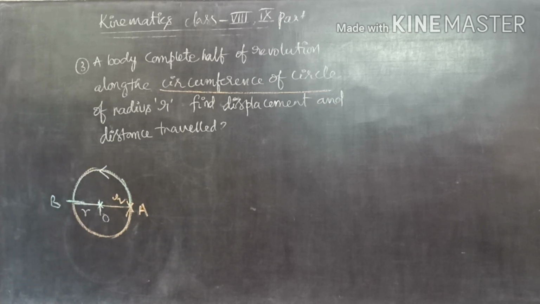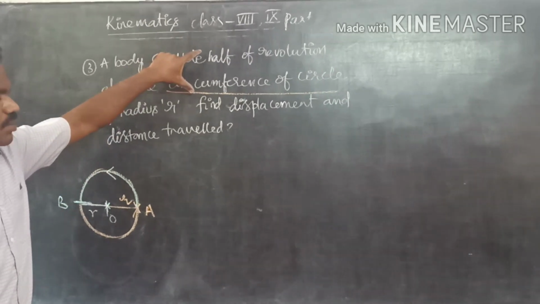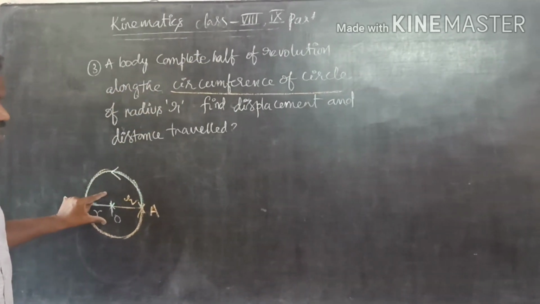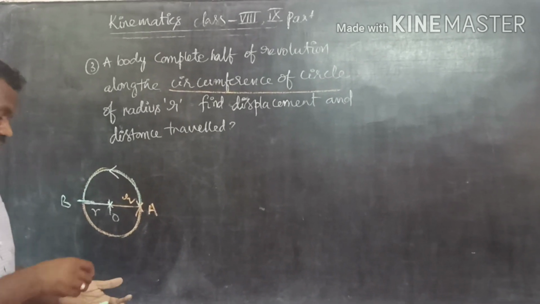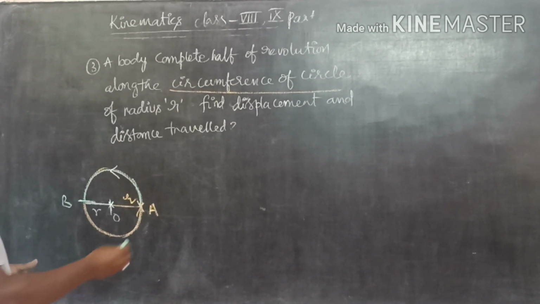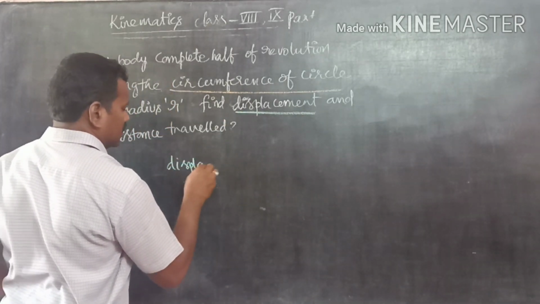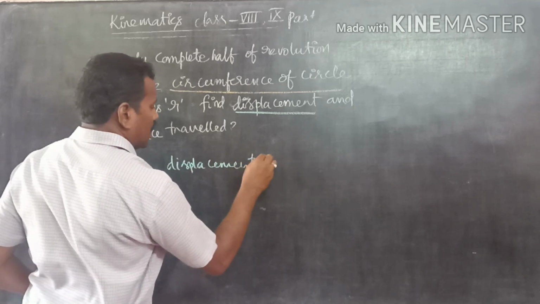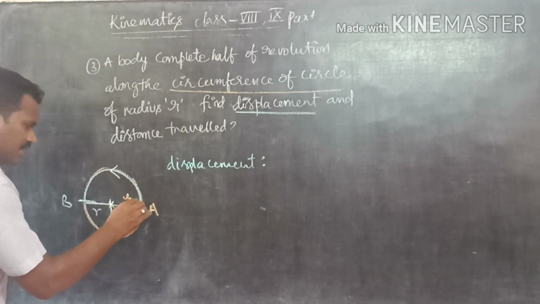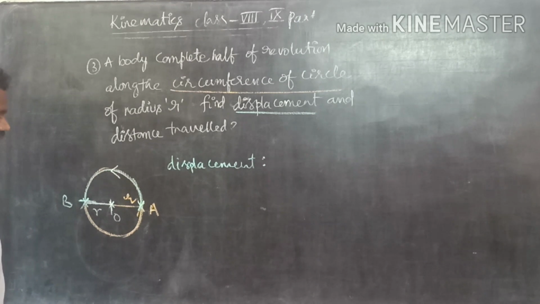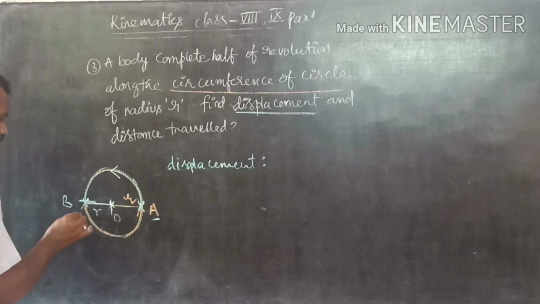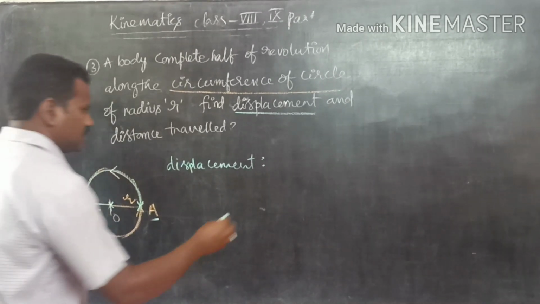Now this is the total problem in the form of a diagrammatic representation. In physics, always representing a problem in the form of a diagram gives us a total idea. Now, what should we find out? First, we should find the displacement. Displacement is nothing but the shortest path between the initial and terminal points. The initial point is A, the terminal point is B.